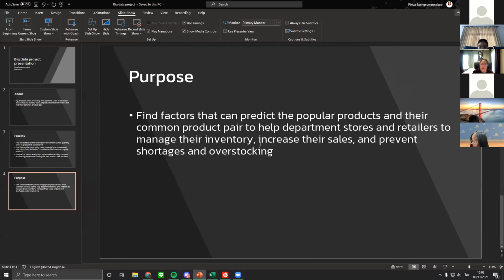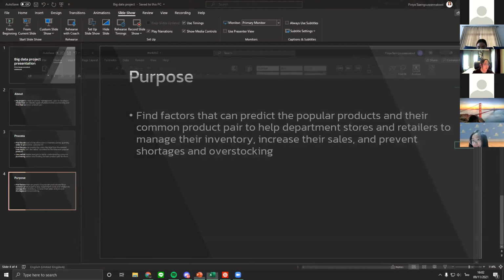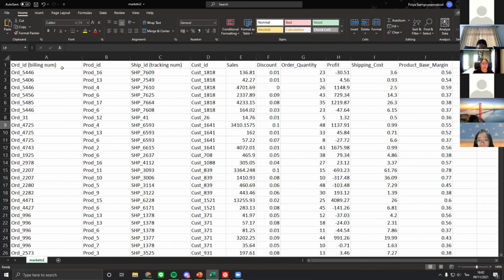So let me open my data set. This is my data set. It has order ID, which is a tracking number, and product ID, and shipping ID, which is also a tracking number. Customer order ID number is unique per basket, right? One order number can have a few things, right? Is there one order ID for many products? Yes, so it will be written as many sales. Like this is order 5446, and it will have several items. Gotcha, I see. Okay, good.